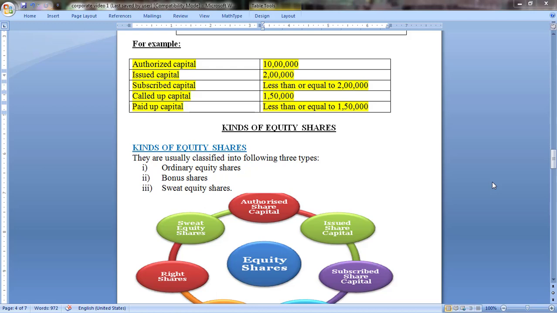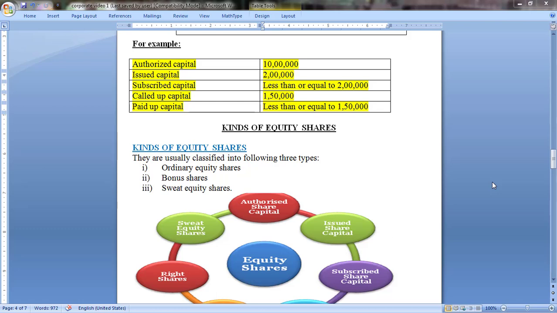Next thing is subscribed capital. Out of 2 lakhs, people may subscribe for 2 lakhs or even less than 2 lakhs. In case of more than 2 lakhs, the company will return the excess applications. So subscribed capital is always less than or equal to 2 lakh.